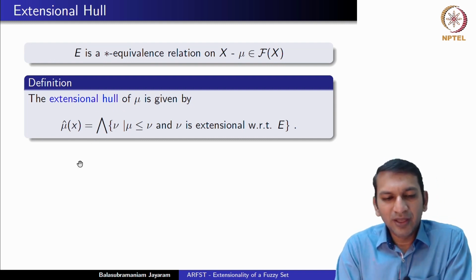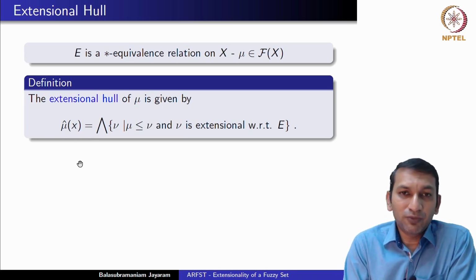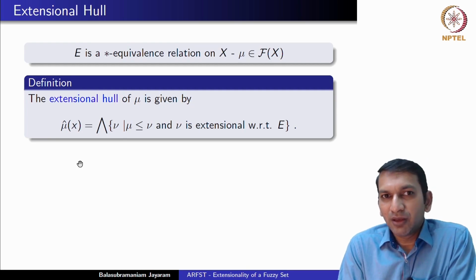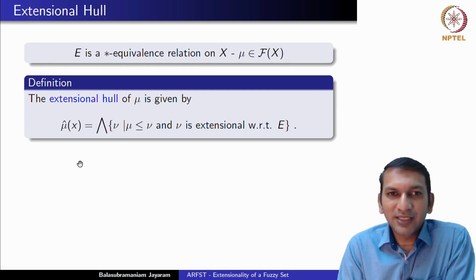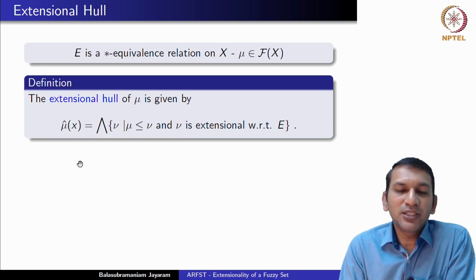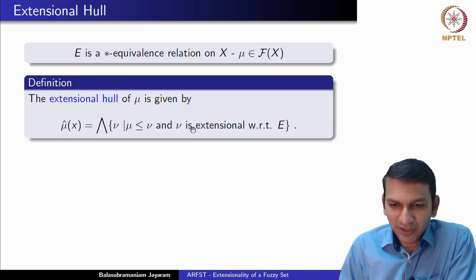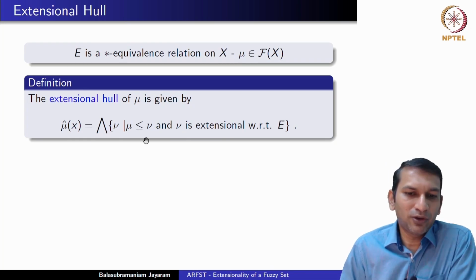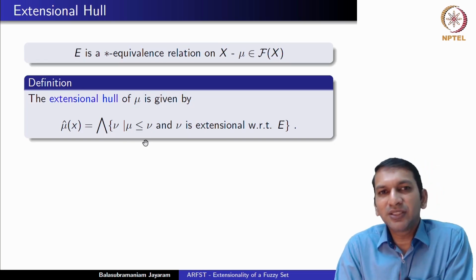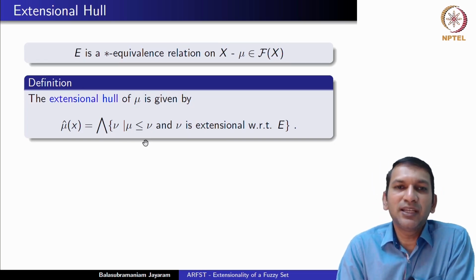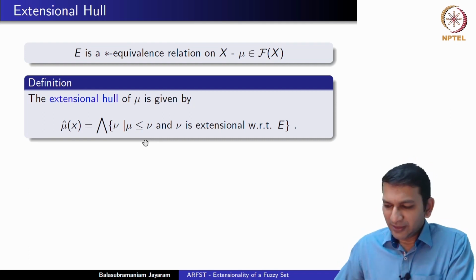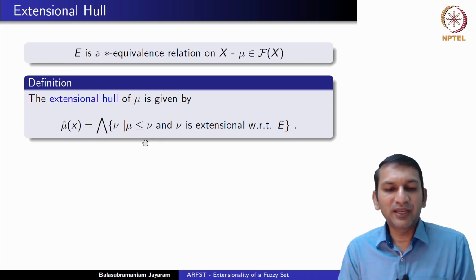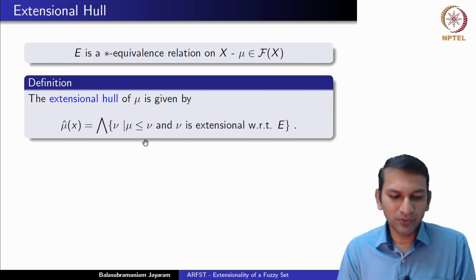So put another way, the extensional hull of mu, which we denote as mu cap, is the smallest extensional fuzzy set which contains mu. First of all, it should be extensional with respect to E, it should contain mu, and it should be the smallest one, so the infimum of all of them. So the smallest extensional fuzzy set with respect to E which contains mu. Now this is something like an external characterization of how to obtain an extensional hull when you are given a mu.